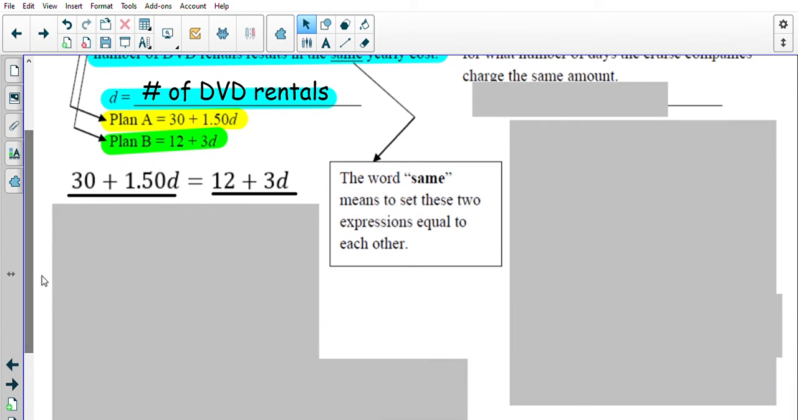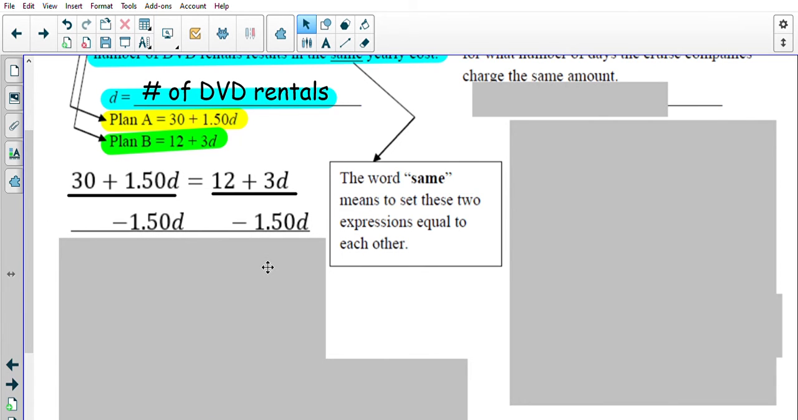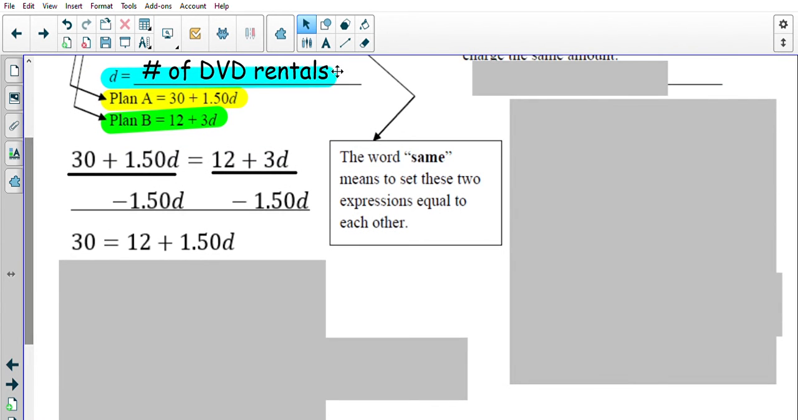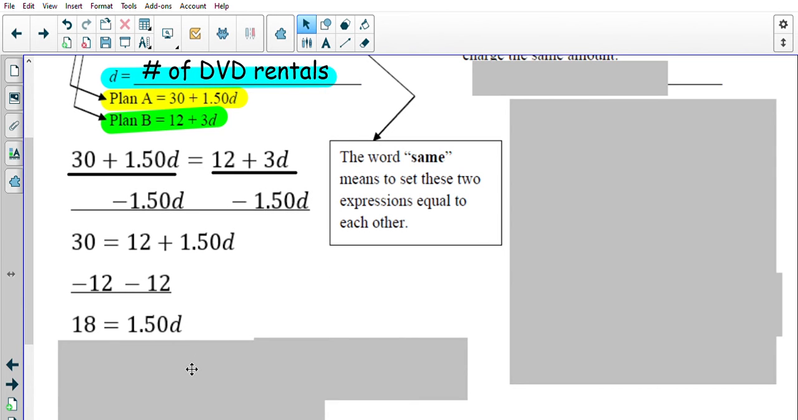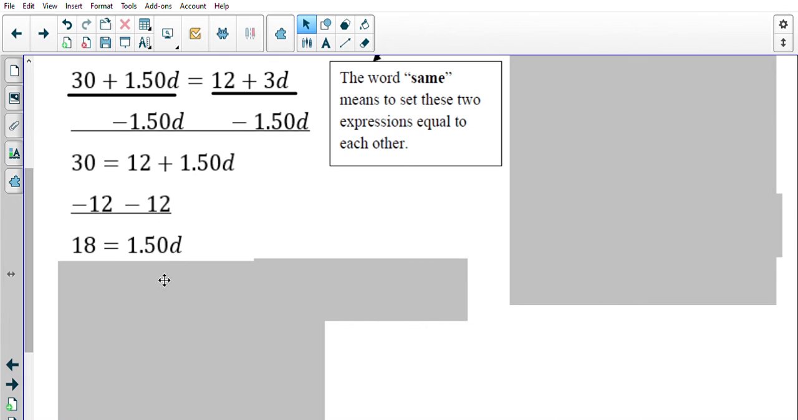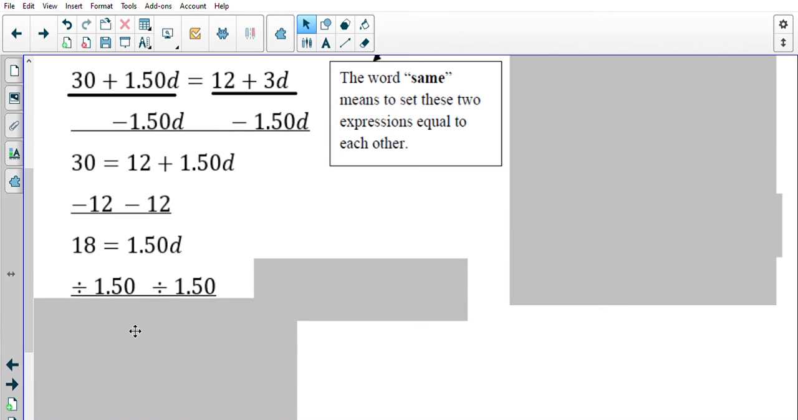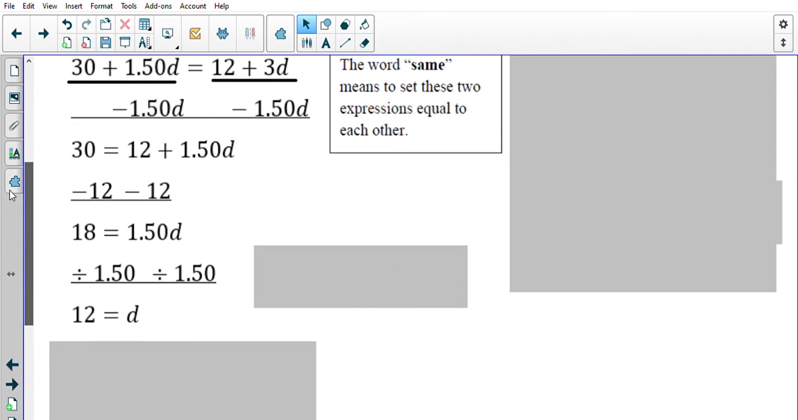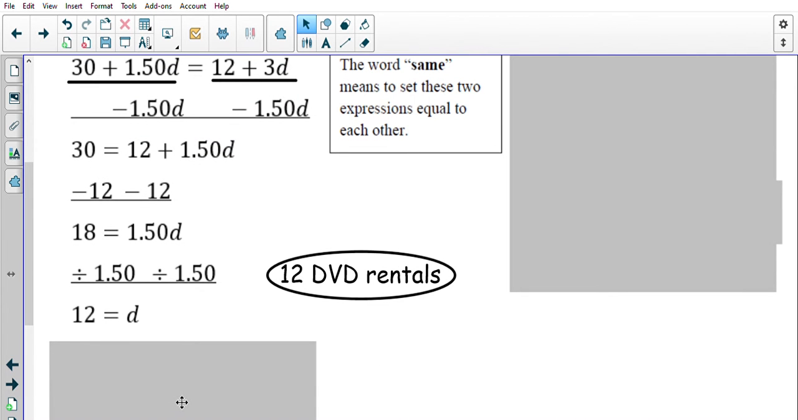No need to distribute here. We've got $1.50 D and 3D. $1.50 D is smaller, so let's subtract $1.50 D from both sides to get 30 equals 12 plus $1.50 D. That's from 3 minus $1.50. Now let's subtract 12 from both sides to get rid of that constant. That's going to get us 18 equals $1.50 D. Finally, we'll divide both sides by $1.50, or just 1.5 also works. 18 divided by 1.5 is going to get us D equals 12. That means that if you have 12 DVD rentals, you'll have the same cost for Plan A and Plan B.